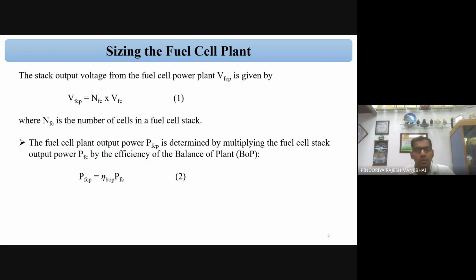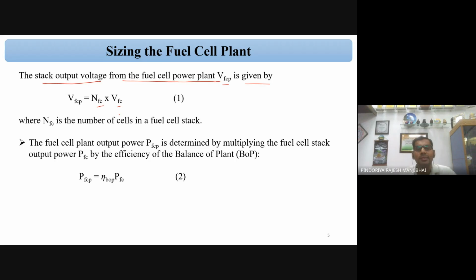So how can we find out? A mathematical equation. If possible, you can note it down, because based on this formula we will do the numerical. The stack output voltage from the fuel cell power plant, V_FCP, is given by the number of fuel cells multiplied by the voltage of the fuel cell.